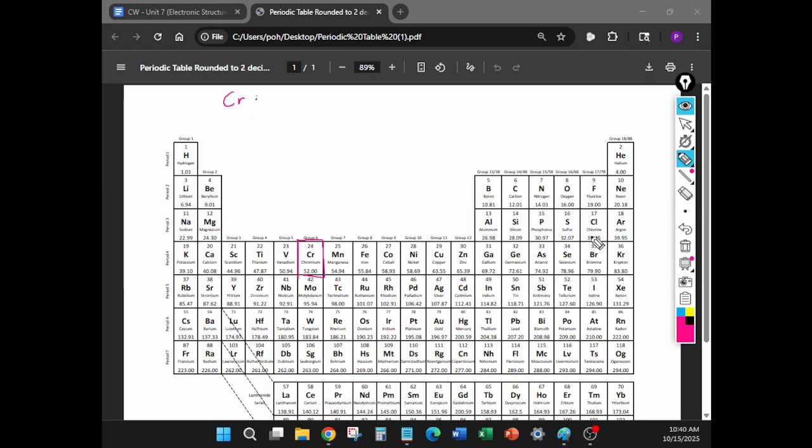Chromium, the noble gas right before it is argon. So we can skip the first 3 rows and just write argon. Okay, and that's going to be 1s2, 2s2, 2p6, 3s2, 3p6.